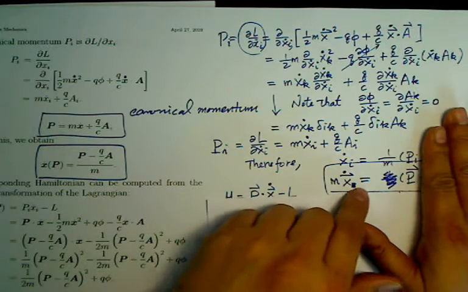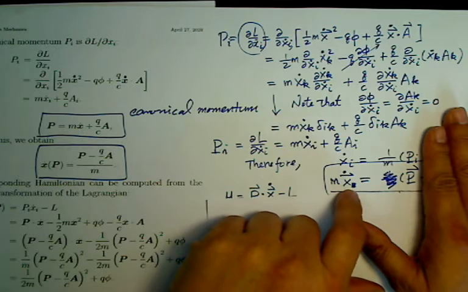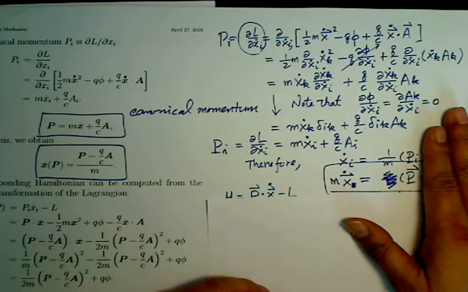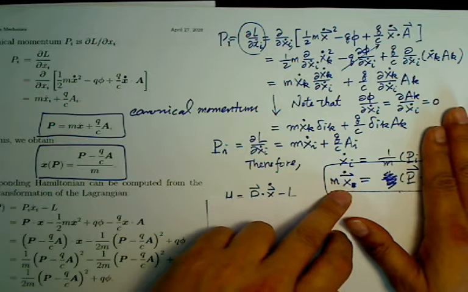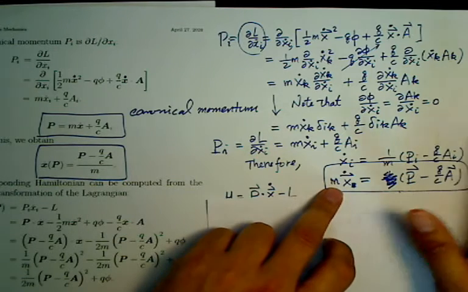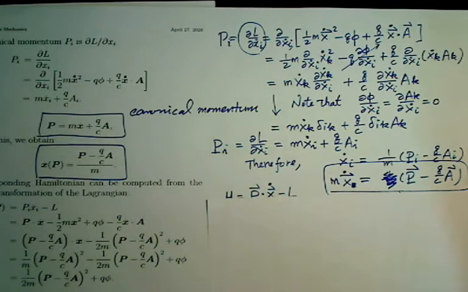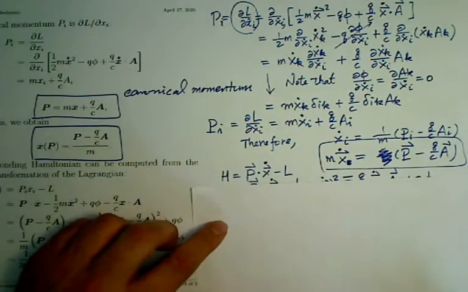We had for the free particle, if there is no electromagnetic interaction, especially if there is no magnetic field, m x dot was just the momentum. However, m x dot is not a momentum at all, and it is a momentum subtracted by the q over c vector potential. That is quite important. Let us continue to find out the corresponding Hamiltonian.